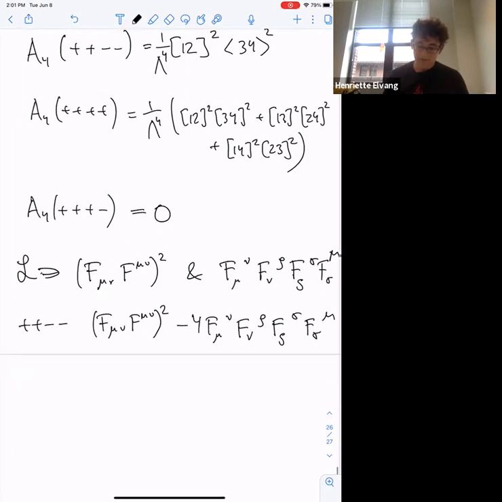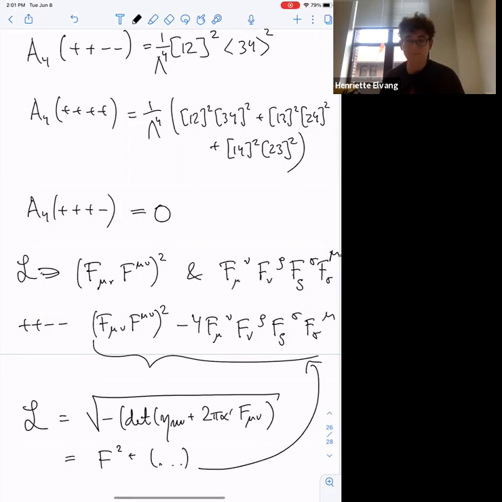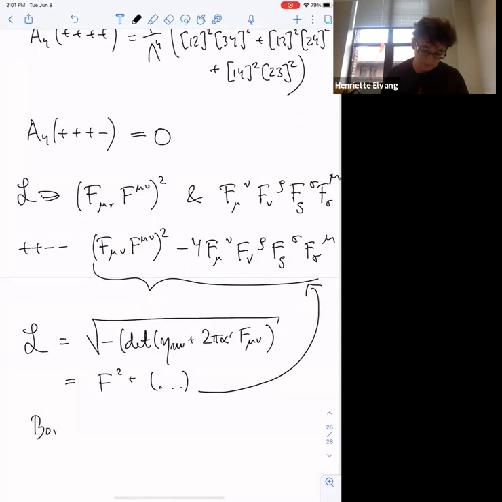Now, it would happen to be that this exact combination is actually what appears if you look at the expansion of the action that is minus the determinant of eta_{mu nu} plus 2 pi alpha prime F_{mu nu}. So that gives you a standard F squared plus exactly the operator that I wrote up here. That's not a coincidence, because it turns out that this action is the Born-Infeld action, the low energy effective action on a space filling brane.